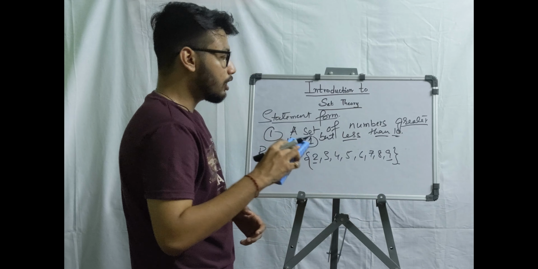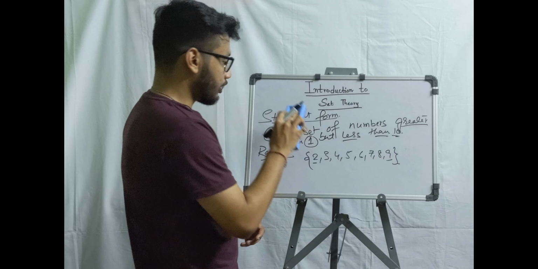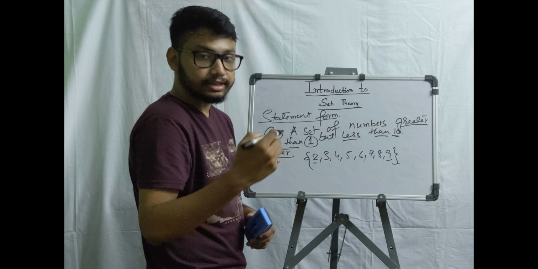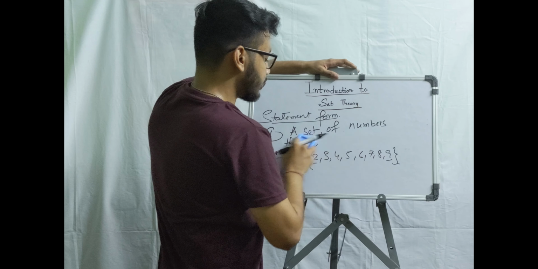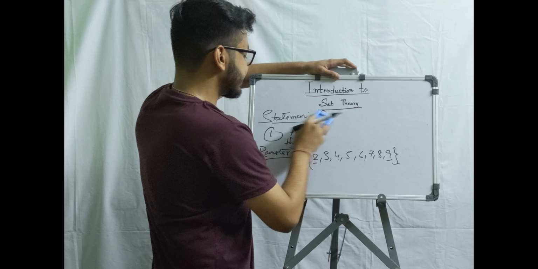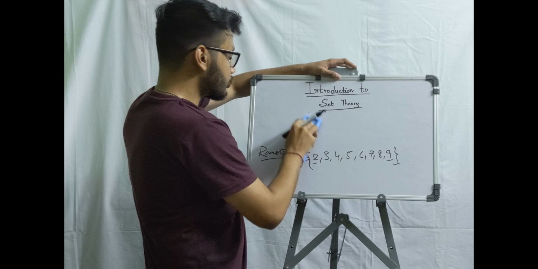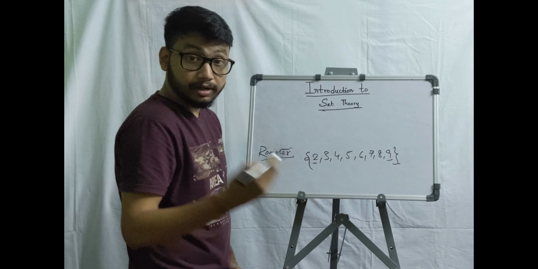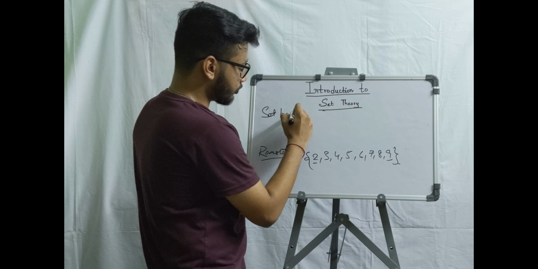Now coming to our set builder form, which is the most important form. This statement form is not basically used, but the roster and set builder forms are most commonly used. So let's understand how we write in the set builder form. We said that the set of numbers should be greater than 1 but less than 10. So how do we write it in the set builder form?